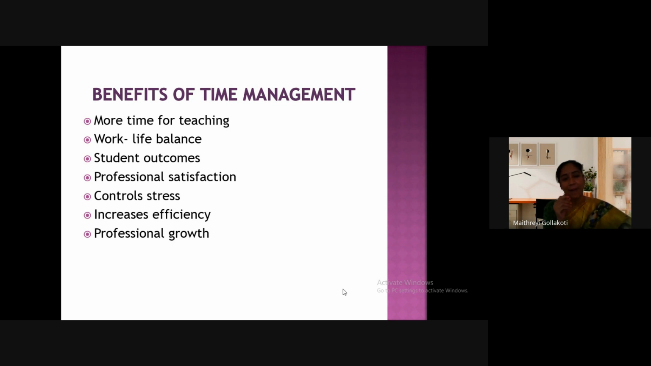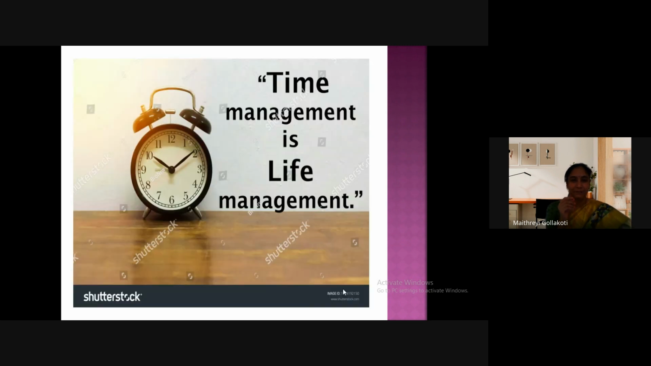So that is why time management will help you in every aspect of life. So I think we should say time management is nothing but life management. Next slide, please. Yes, that is what it is. Time management is life management. If you manage your time well, your life will be well managed and you will have a very happy and satisfying professional as well as personal life.